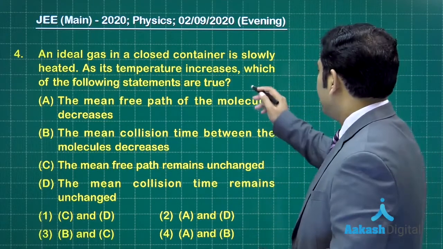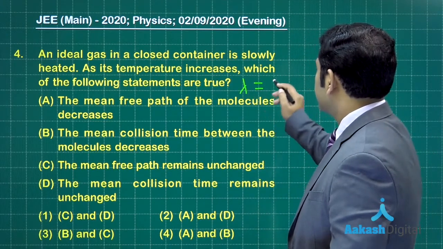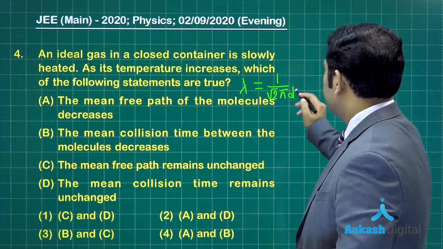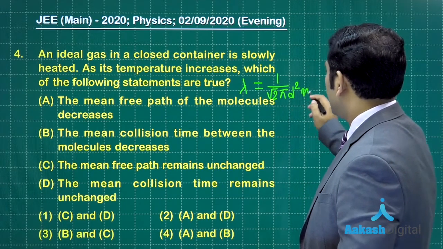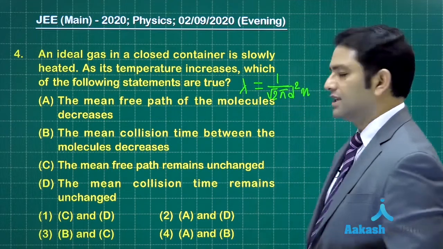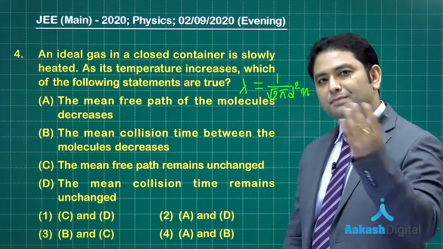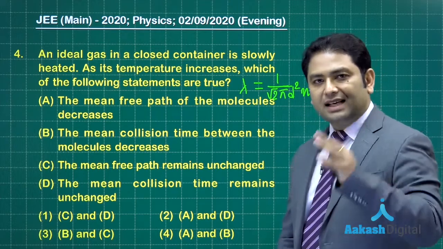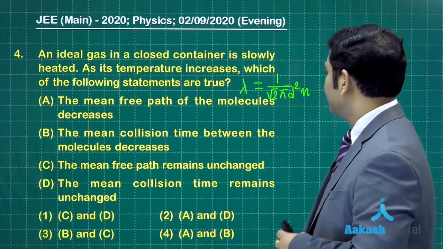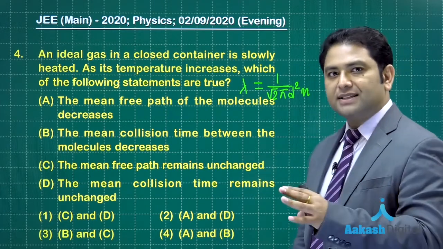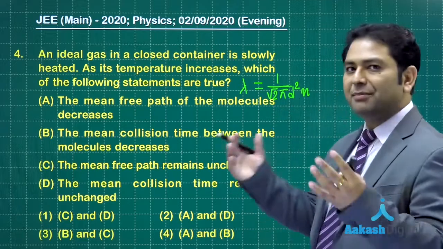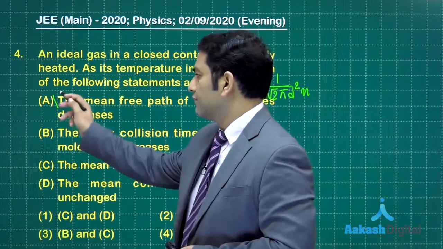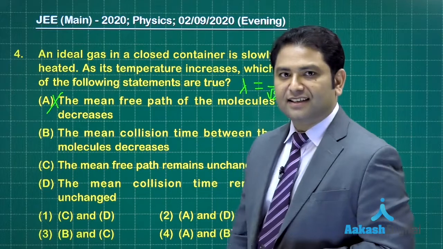The expression of the mean free path is 1 by root 2 pi d square into small n, where small n is of course the number of molecules per unit volume, not to be confused with the number of moles. Since the number of molecules is the same, the volume is the same, and d is the diameter of the molecule, that of course does not change, so option A would be inconsistent.